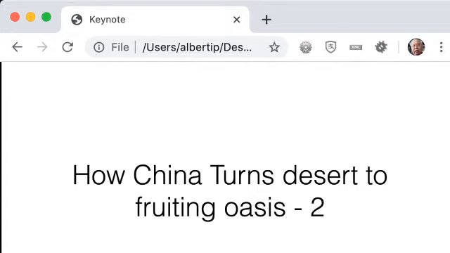Yeah. Yep. Okay. How China turns desert into fruiting oasis. Last time we talked about that, I didn't talk about the technology involved. So today I will be more concentrated on the technology, what kind of technology is being used and being developed and how they do it.